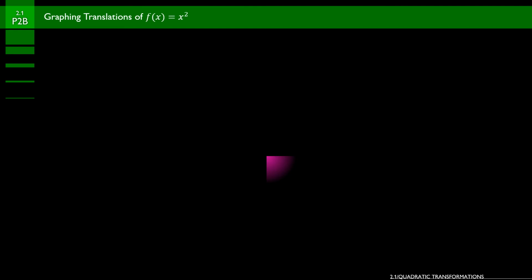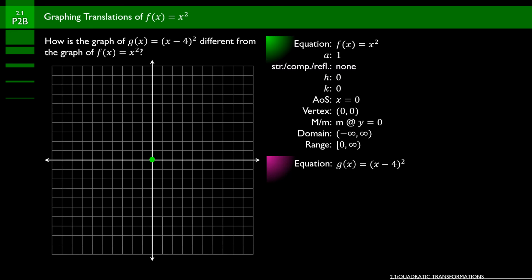So we're again going to graph a translation of x squared, but this time we're going to do it with an h value rather than a k value. So we're given, how is the graph of g of x equals x minus 4 squared different from the graph of f of x equals x squared? We've already got all of our information for the parent function, so we're going to go ahead and just fill that in. And then we're going to concentrate on g of x equals the quantity x minus 4 squared.